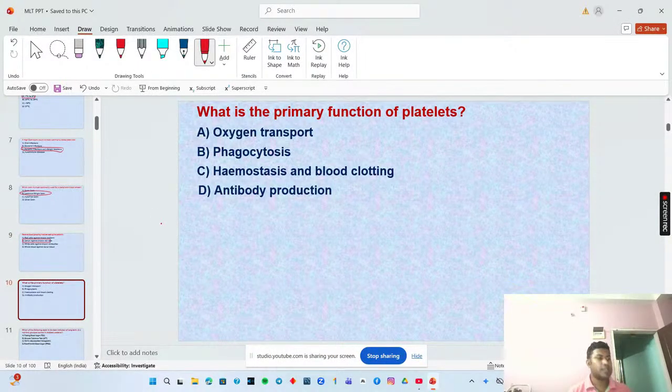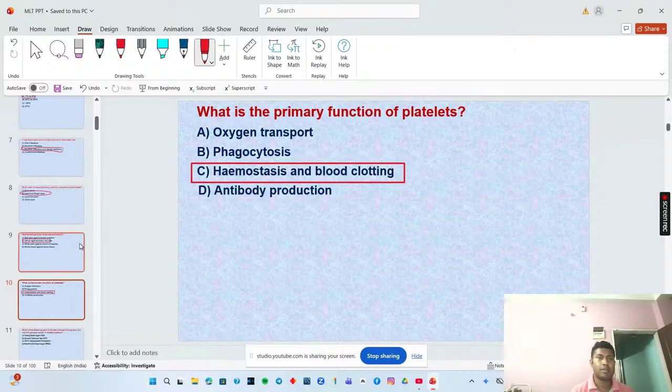Now here the question is given as: what is the primary function of platelets? We know that platelets are also known as thrombocytes. So from the name itself, we can conclude that the primary function of platelets is hemostasis and blood clotting. Platelets in our body help in blood clotting, and we have to remember it.